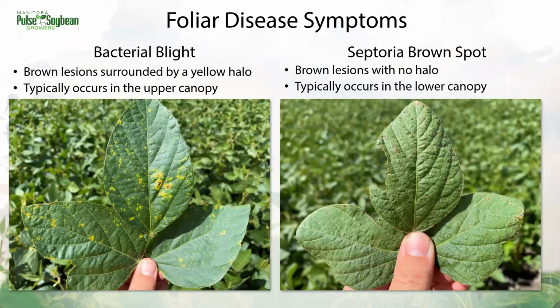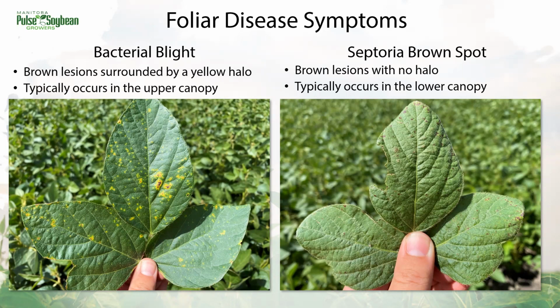Taking a closer look at some of those foliar diseases in a bit more detail, bacterial blight and septoria brown spot are both leaf lesions. Bacterial blight lesions are brown and typically surrounded by a yellow halo, and they're typically found in the mid to upper canopy, since it sets in following leaf damage from winds or storms, so it's usually the tops of plants that are affected. Septoria brown spot, on the other hand, is a fungal disease that's moving up from the soil.